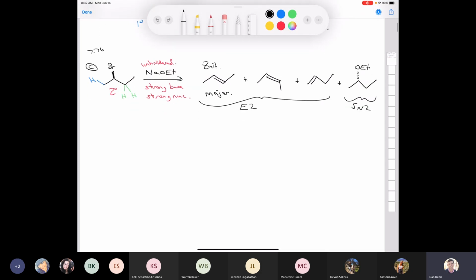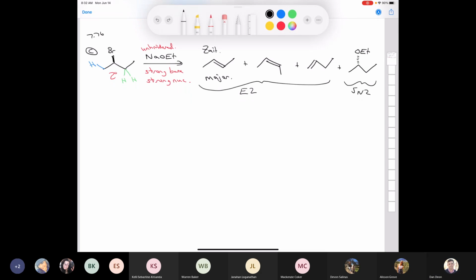Let's try 7.76D. So this is D. We're starting with a tertiary alkyl halide. So we have our bromine here, like this. And we're just going to treat this with sodium ethoxide. Okay, so if I'm starting out with a tertiary alkyl halide and I have a strong nucleophile and strong base, could anybody tell me what mechanistic pathway would predominate here? Would it be an SN1, an E1, an SN2, an E2?